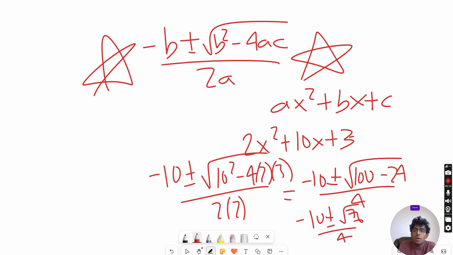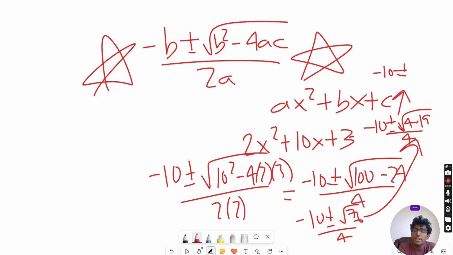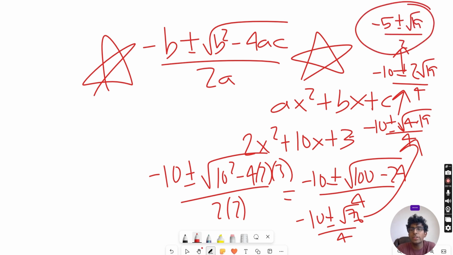We can actually simplify this radical to -10 plus or minus the square root of 4 times 19, over 4, which we can break down into -10 plus or minus 2 root 19 over 4. Then you can cancel the terms by 2 to get -5 plus or minus root 19 over 2. So those would be your solutions. Use this formula if you cannot factor easily. All right?